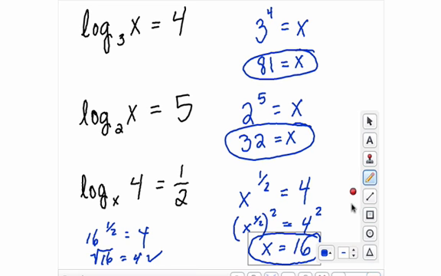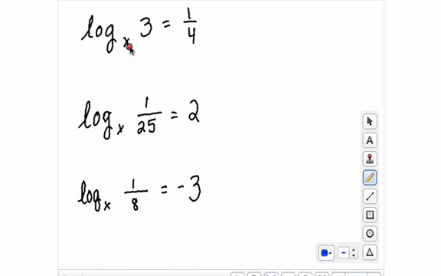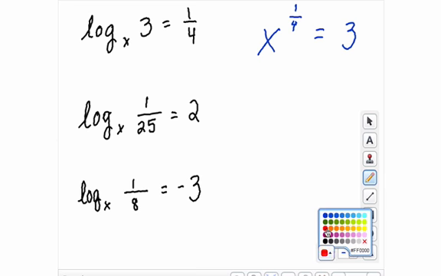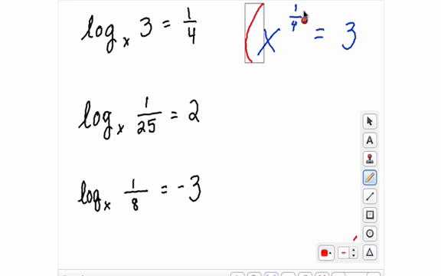Okay, let's do a few more of these. Go ahead and convert logarithm form to exponent form. We take the base, x, and raise it to the exponent. Remember, x to the 1/4 equals the result 3. Now, how do you undo 1/4? You raise it to the 4 over 1 power, or just 4. It's the reciprocal. So 1/4 to the 4th will undo itself. It leaves you with x.